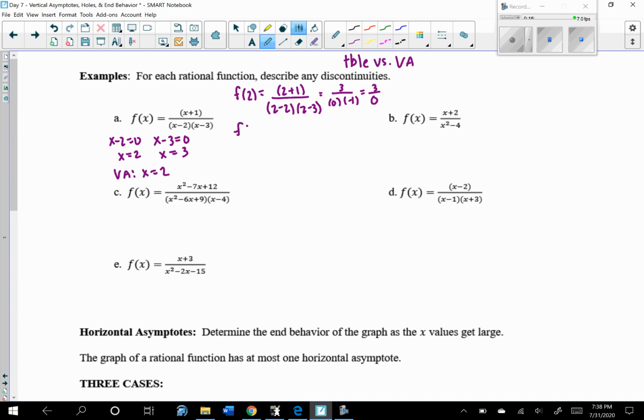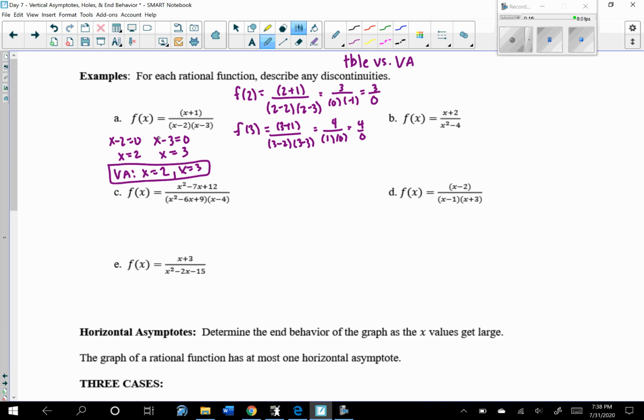So f of 3, if I plug it in, I would get 3 plus 1 over 3 minus 2 and 3 minus 3. So that gives me 4 over 1 times 0, which is 4 over 0. So again, undefined. So that means x equals 3 is also a vertical asymptote.